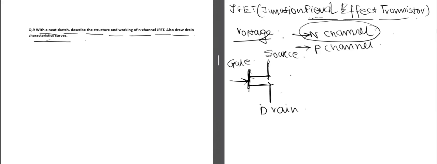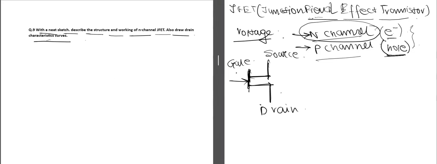In the N channel JFET, the current is generated due to the movement of electrons, but in P channel JFET, the current is generated due to movement of holes. In most applications, N channel JFET is used over P channel JFET because electrons provide better mobility and switching speed. This is the main difference between N channel and P channel.